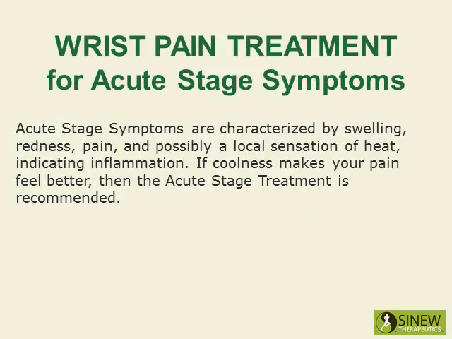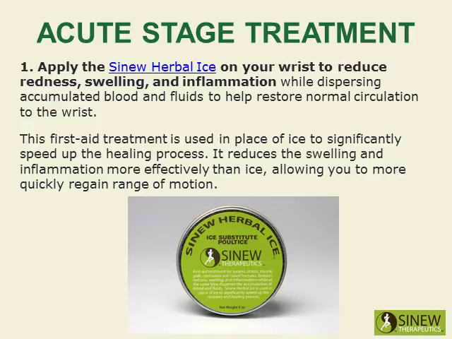Acute stage symptoms are characterized by swelling, redness, pain, and possibly a local sensation of heat, indicating inflammation. If coolness makes your pain feel better, then the acute stage treatment is recommended. Apply the Sinew herbal ice on your wrist to reduce redness, swelling, and inflammation while dispersing accumulated blood and fluids to help restore normal circulation to the wrist.